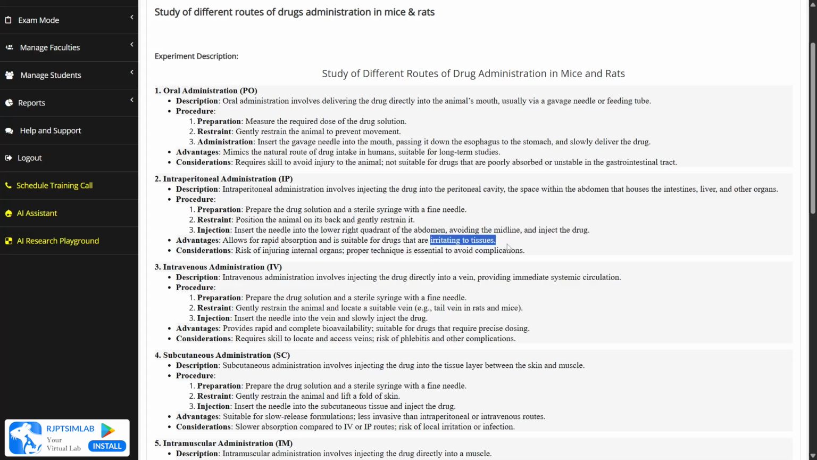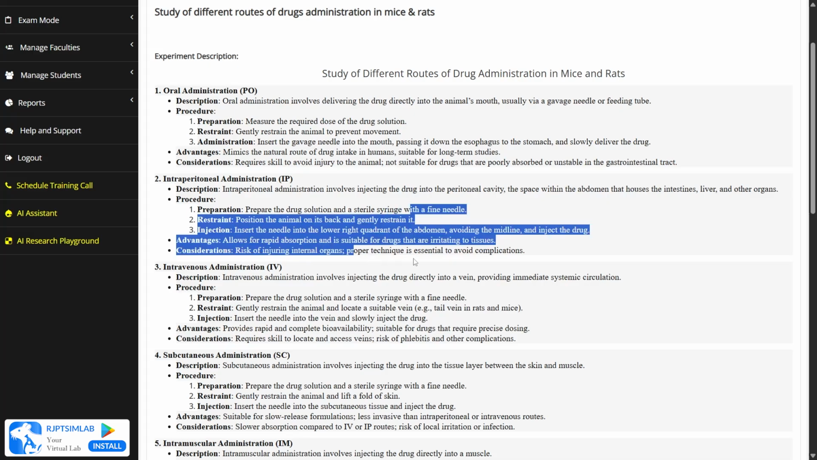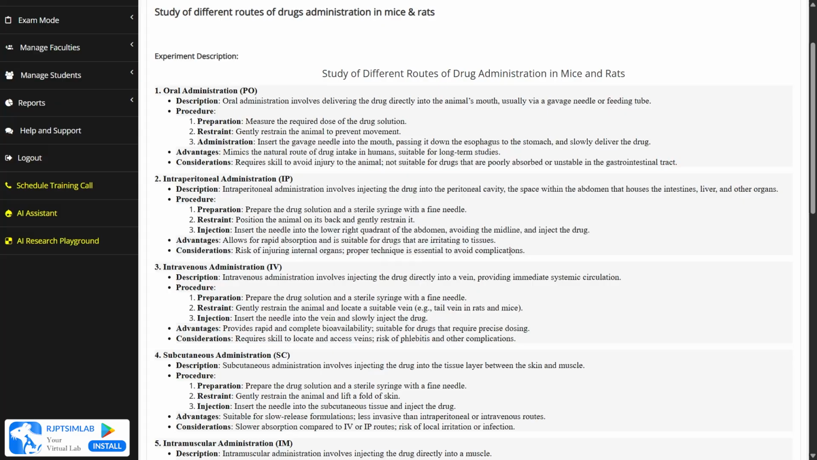is suitable for drugs that are irritating to the tissues. Then considerations: risk of injuring internal organs, and proper technique is essential to avoid complications. This statement is very important because the risk of internal organs getting injured is a major concern, and we have to be very careful. A well trained person should perform this procedure.